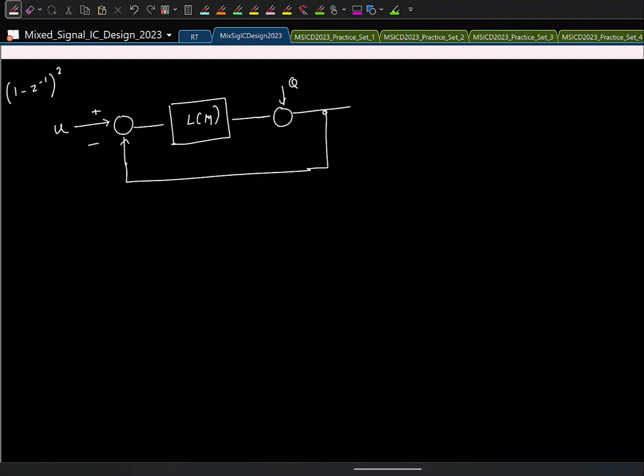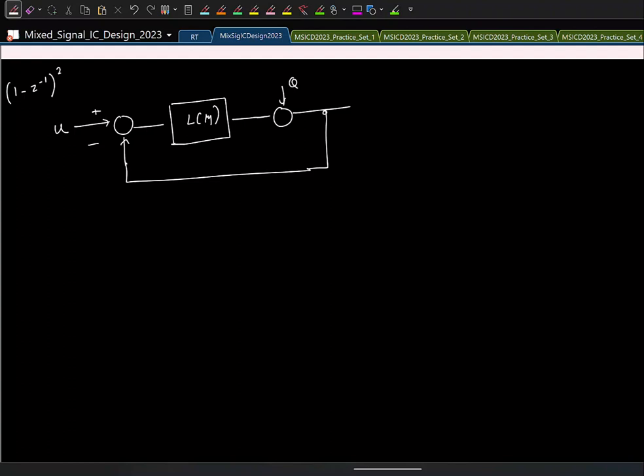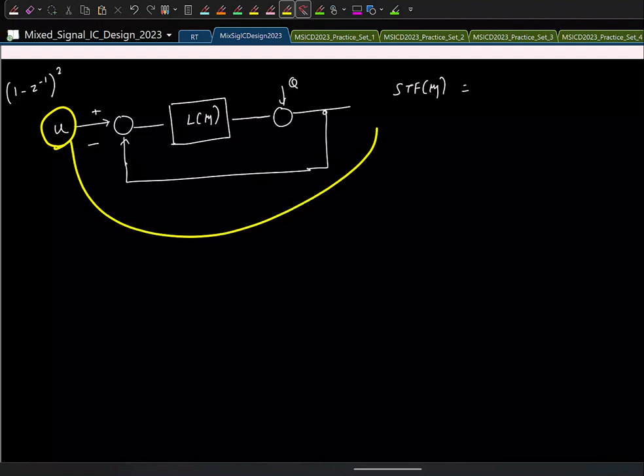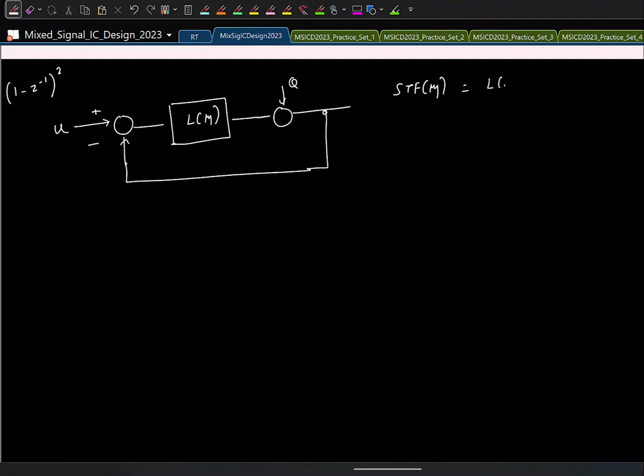Is that fine? So now let's quickly find out what is the STF and NTF. I think we did it in the last class. Let's repeat it. What is STF here? Remember, STF is the transfer function from this input to this output when the other input is not there. What is that? It's L of z by 1 plus L of z. And remember that, what can you say about this loop filter's gain at DC?